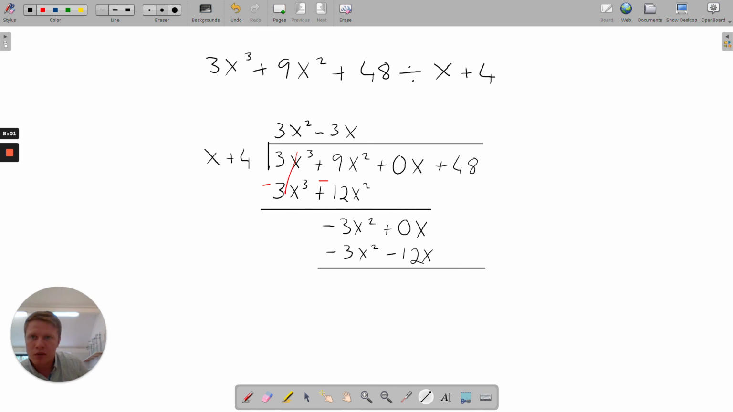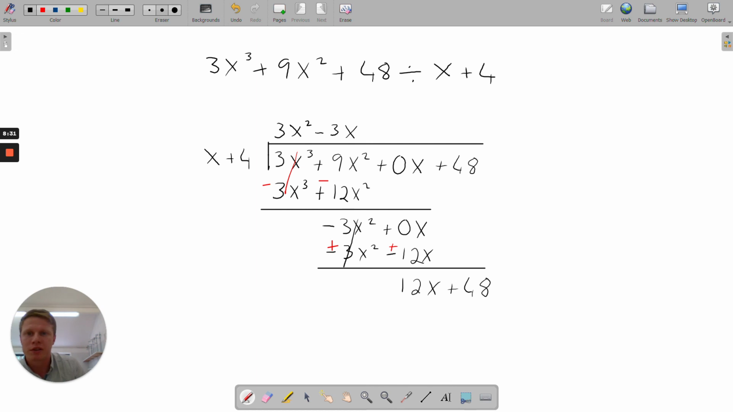You're going to change your signs again. So this is going to become a plus here. This is going to become a plus. So you're changing the minus 12 to a plus 12. So you're going to end up with minus 3x squared plus 3x squared gives you 0. So we can just cancel the two of them out like so. And then 0x plus 12x is going to give you 12x. And then you're going to carry down your plus 48 at this stage.